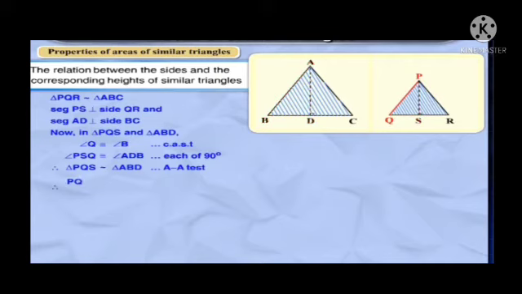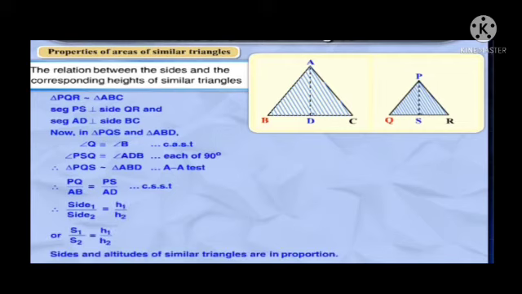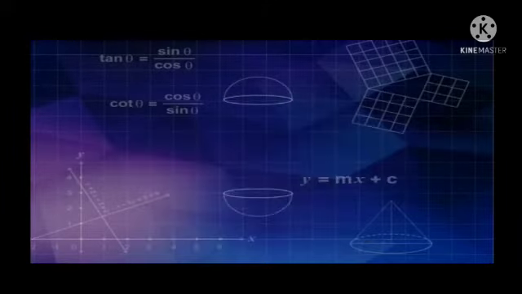Now students will see, therefore PQ upon AB is equal to PS upon AD, corresponding sides of similar triangles. Therefore, we get side 1 upon side 2 is equal to H1 upon H2, or we can also write S1 upon S2 is equal to H1 upon H2. Sides and altitudes are in proportion. Now let's see the theorem.